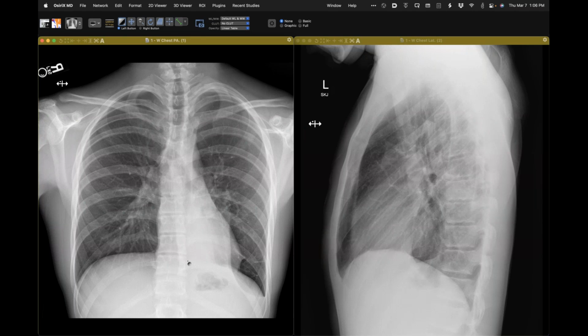The expected interface between the left hemidiaphragm and lung is effaced here, and it is also effaced posteriorly. There is an abnormal interface, or an interface that needs to be accounted for, which is this interface here that goes over quite a few centimeters.